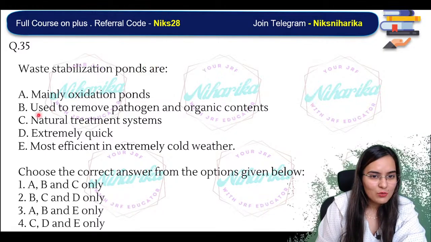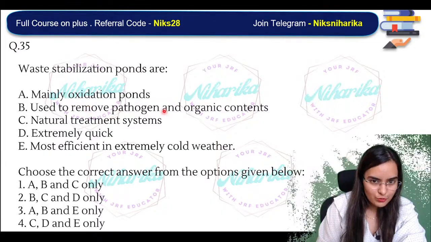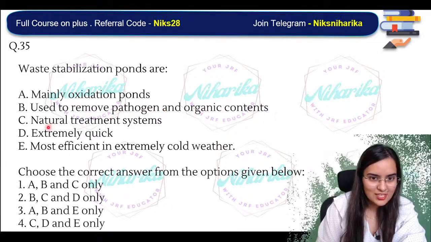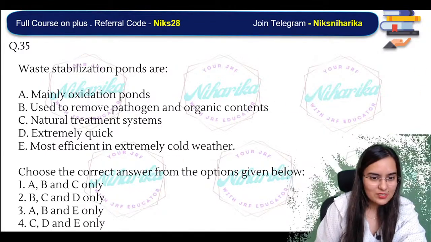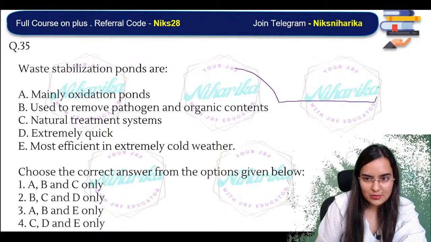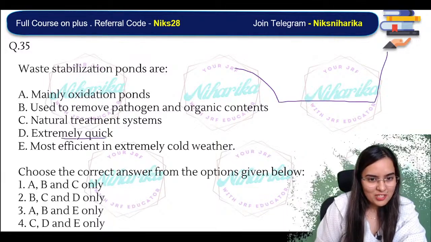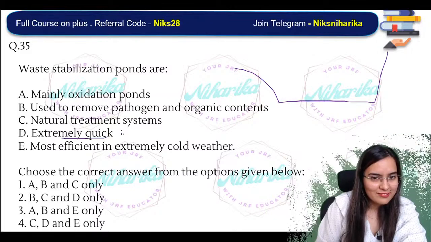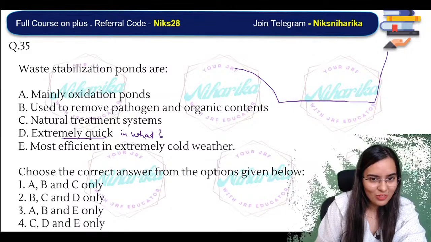These points are what? Mainly oxidation ponds used to remove pathogen and organic contents. Natural treatment system because it will stabilize the waste in the water. Okay, okay, because it will stabilize the waste in the water. Okay, but they are extremely quick. Quick in what? In dancing, in stabilizing what?